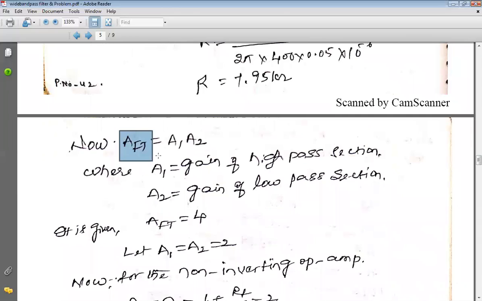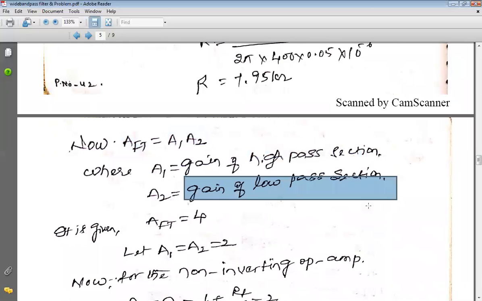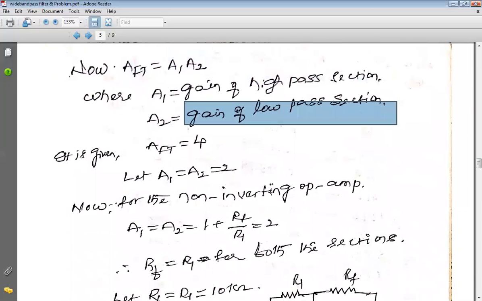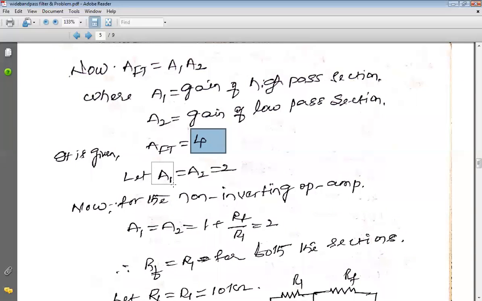Now, the total pass band gain is equal to A1 into A2, where A1 is the gain of the high pass filter section, that is the first, and A2 is the gain of the low pass filter section. Here, it is already given in the problem that the total pass band gain is 4. Therefore, I am going to assume A1 and A2 are both equal to 2. That is 2 into 2, so the total we get is 4.